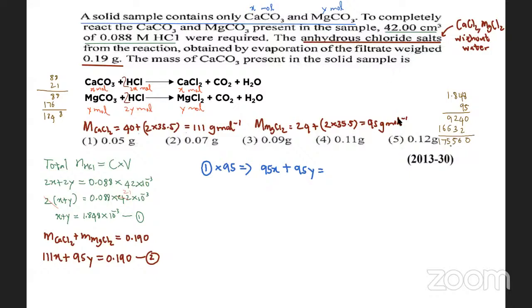So finally, this is the value when you multiply 1.848 by 95. And don't forget that 10 to the power minus 3. Then you can put it this way. That is finally we'll arrive at 175.56 into 10 to the power minus 3. Therefore 95x plus 95y is going to be equal to 0.17556. Okay.